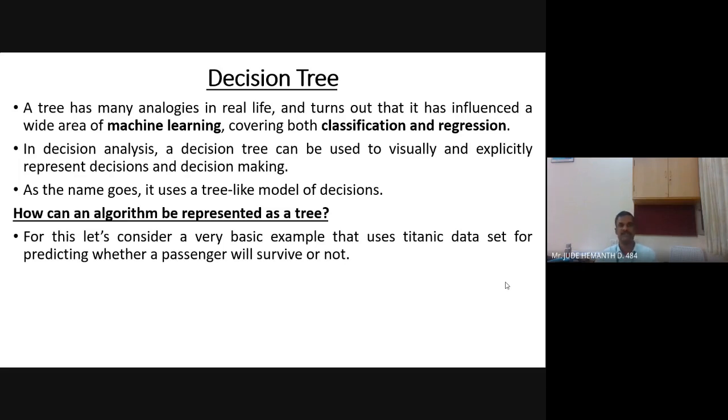Right? Let us consider a very basic example that uses Titanic dataset. Right? This is already available in Wikipedia. If you want, you can make use of that for your project work also. So what is there in the Titanic dataset?